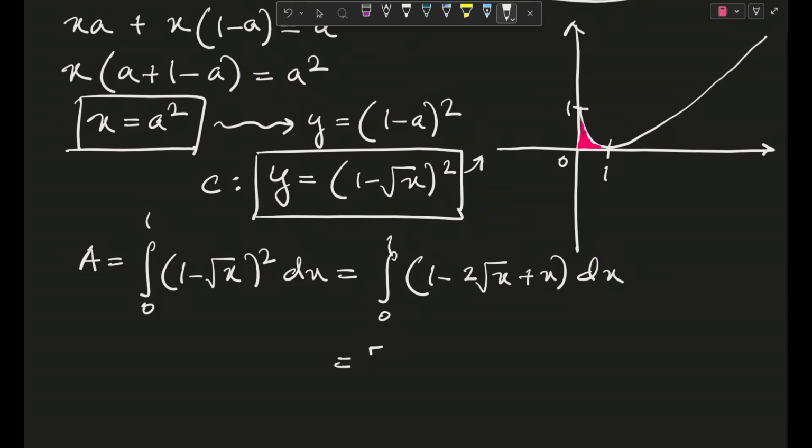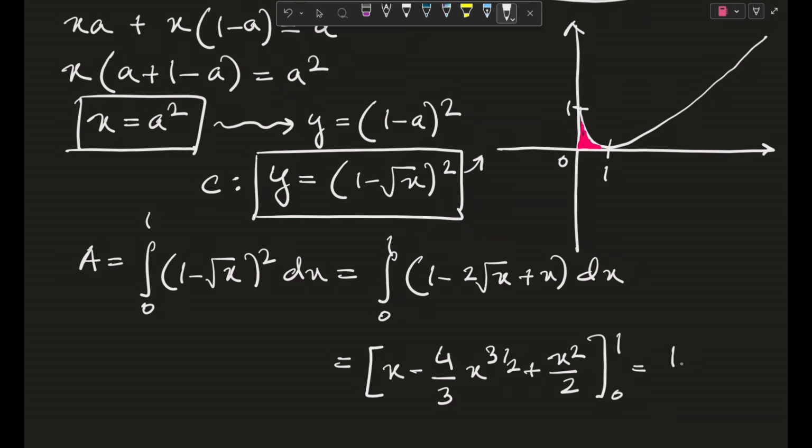So done, and this will be x minus 4 by 3, x power 3 by 2, plus x square by 2, and limits are from 0 to 1, so this will be 1. I guess if you solve this, this will come out to be 1 by 6, okay? And we were supposed to find out the value of 24 times a. So 24a would come out to be 24 into 1 by 6, which is 4. So 4 will be the final answer for this question.